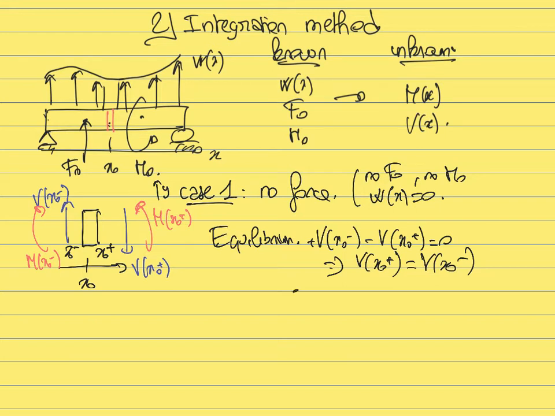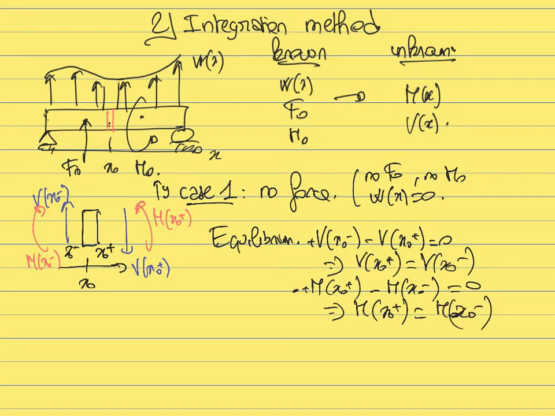The second thing we can write is that the sum of the projection of the moments has to be equal to 0. So what do we have? We have the moment on the right, the moment at x naught plus, which has a positive projection. And we have the moment on the left, the moment at x naught minus, which has a negative projection. The sum of those two projections of moment is equal to 0. So we find that the moment on the left is equal to the moment on the right.